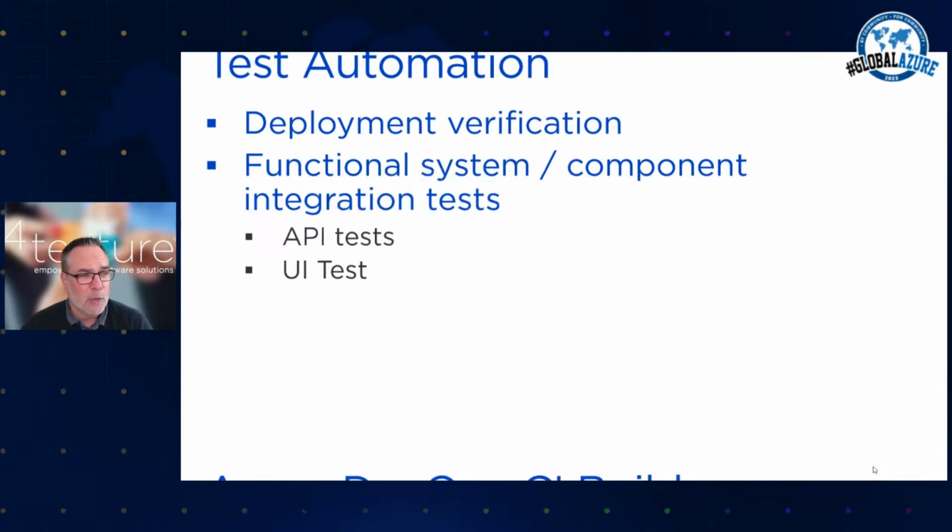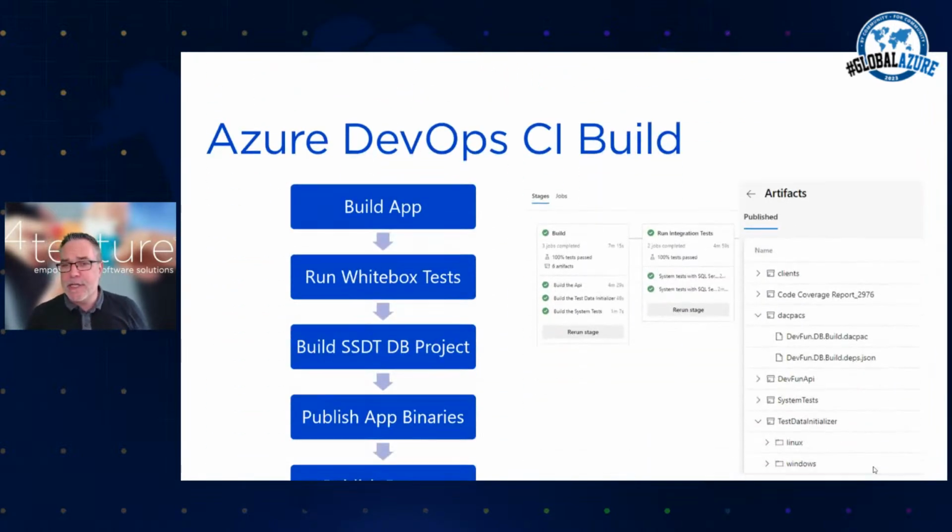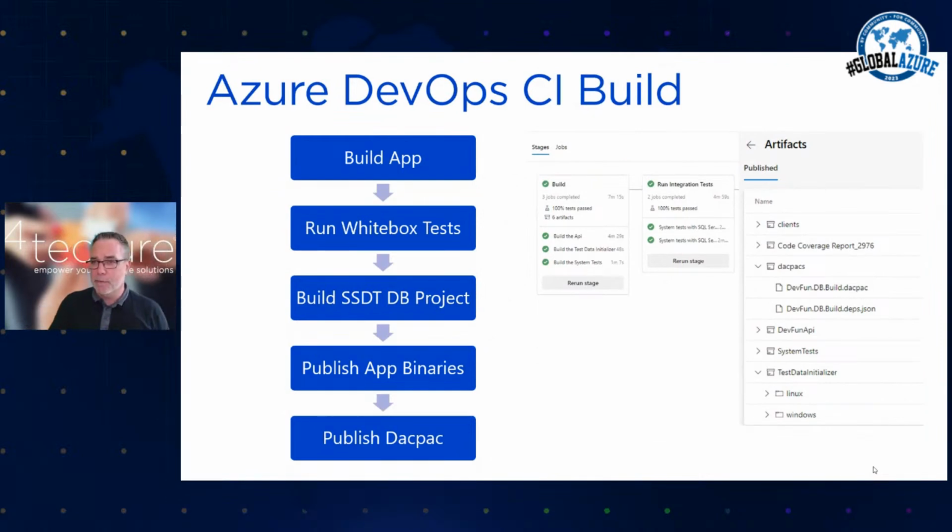So the CI build, what does it look like? This is the CI build output of my previous example of this DevFun. As you can see, we're actually producing more than just the DLL within that build. So this is the artifact output. This is the API, these are the DLLs. In this case, it's container, it's Helm configuration, etc. You see as well DACPACs.